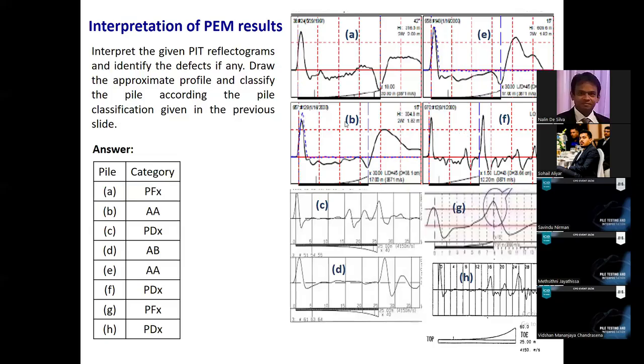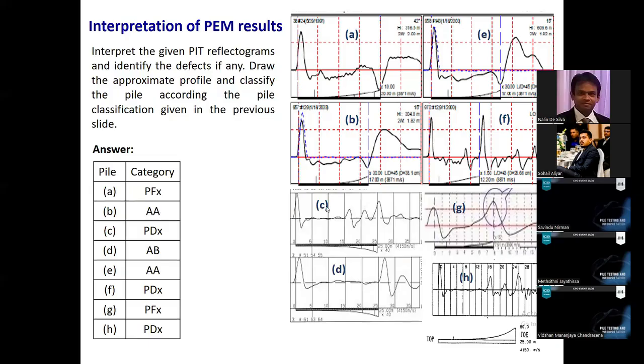Now, if we look at pile B, no defect can be seen. This is the response of the initial wave, and at the pile toe there is a reflection in the direction opposite to the initial reflection. So this is basically indicating a good quality pile without any integrity issue. So it can be classified as AA.